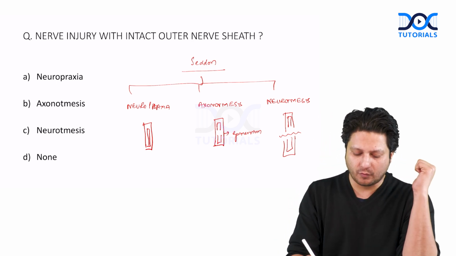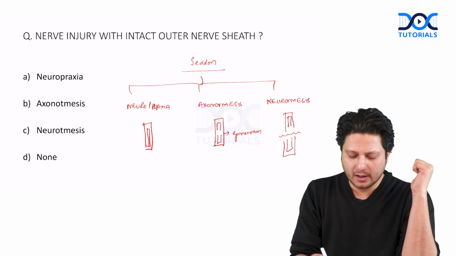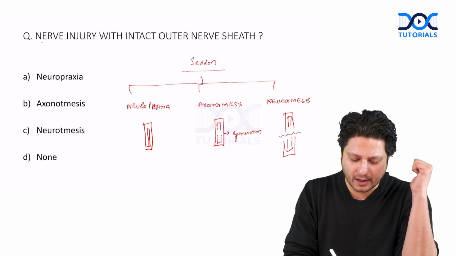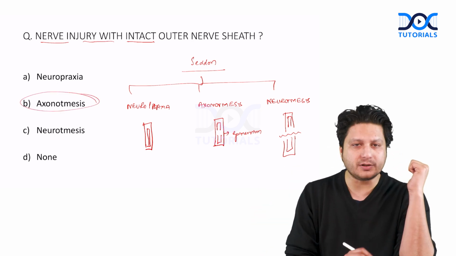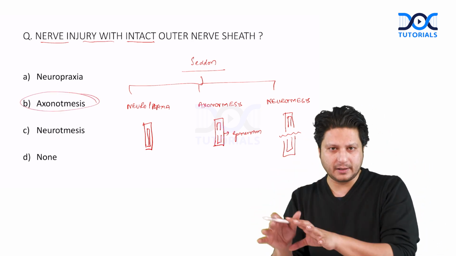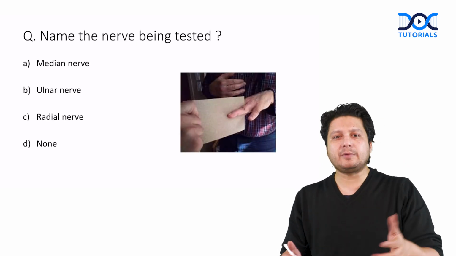All right. So which of the following is the correct answer, where the question is asked for that nerve injury with intact outer nerve sheath? It is axonotmetic injury. The outer nerve sheath, that means epineurium. All right. Now name the nerve being tested.